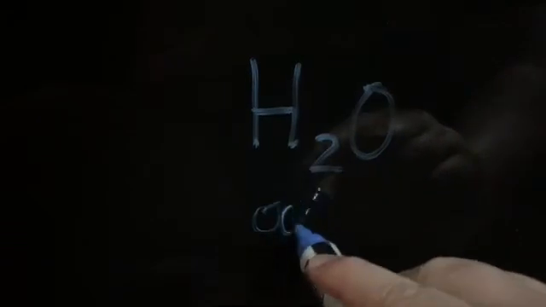So for example, if we take water, water is made up of oxygen and hydrogen, and that's why it's called H2O, because it is made up of two hydrogen atoms and one oxygen atom. So we would have two of those hydrogens and one oxygen. And this is true for pretty much everything in existence. It's just compounds made up of a bunch of different elements combined together.